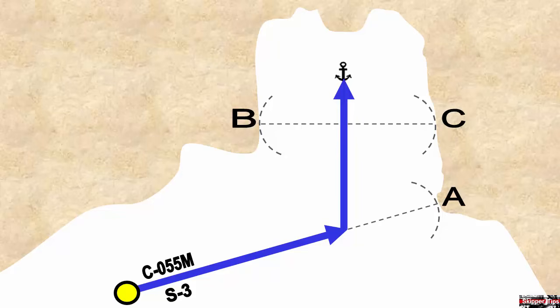To know when you've arrived at your anchorage, choose a point ahead of the boat. In this case we've chosen point D. Measure the distance from point D back to the anchor spot. Record this distance in your log. Now you know when to stop the boat and lower the anchor.